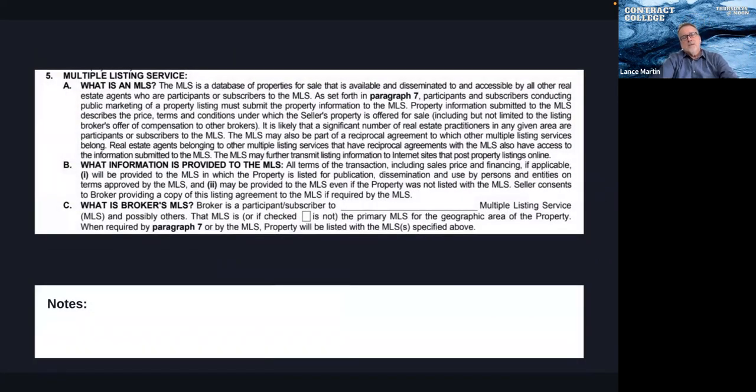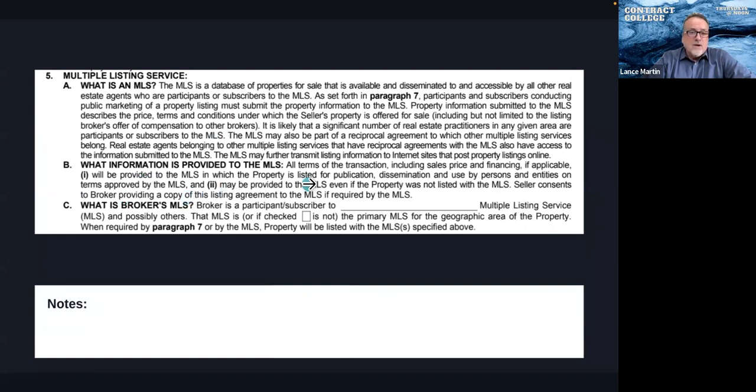This next paragraph basically is an attempt to explain what the multiple listing service is to the seller. What is the multiple listing? I'm not going to read this whole paragraph. It's just a shared database. Listings are put into this system. They're disseminated across the country, across the world, and we cooperate. This is where the cooperating broker comes from. It comes from the multiple listing service.